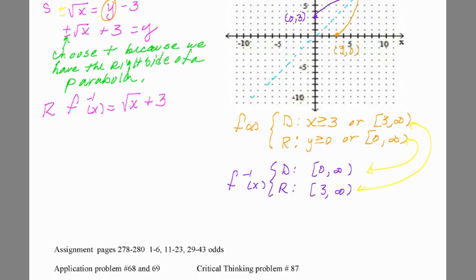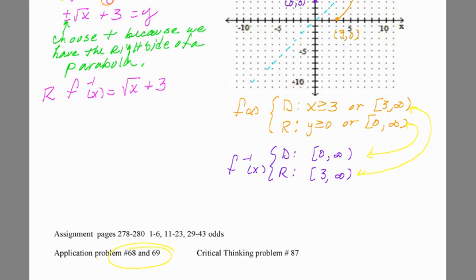Don't forget to do the exercises in the book, the application and the critical thinking. All these here at the top are in Course Compass, but these types usually are not.